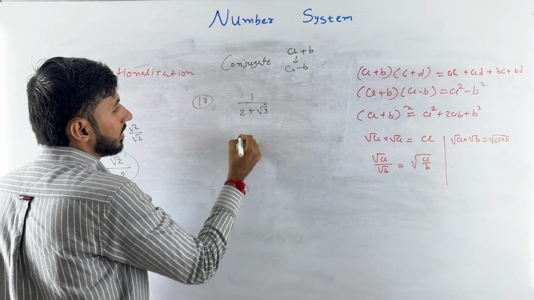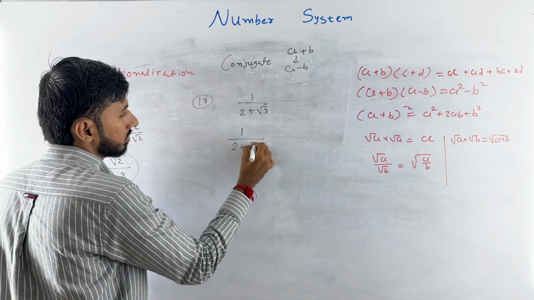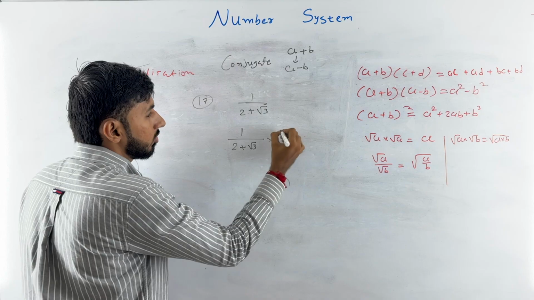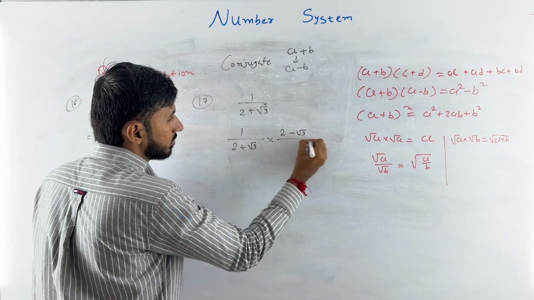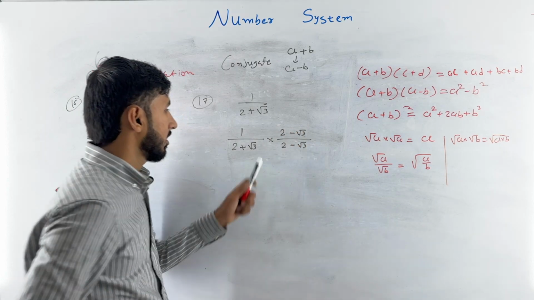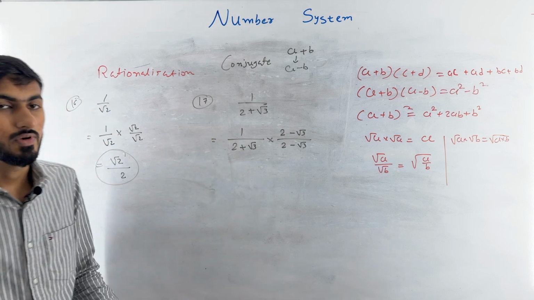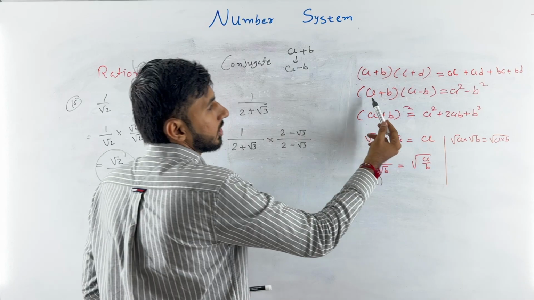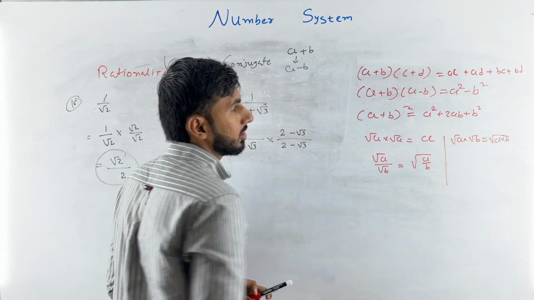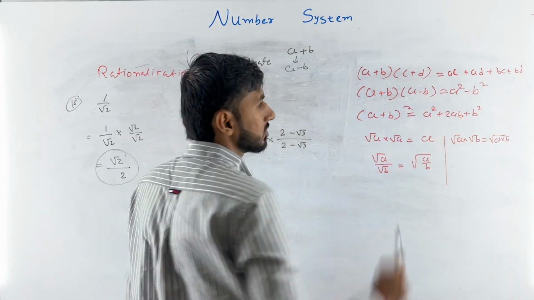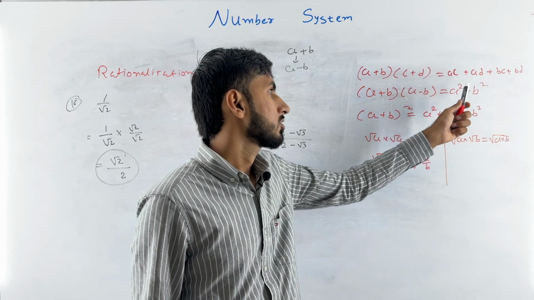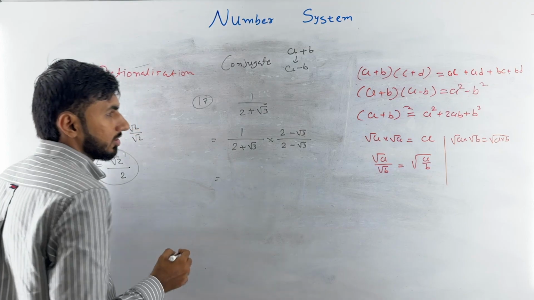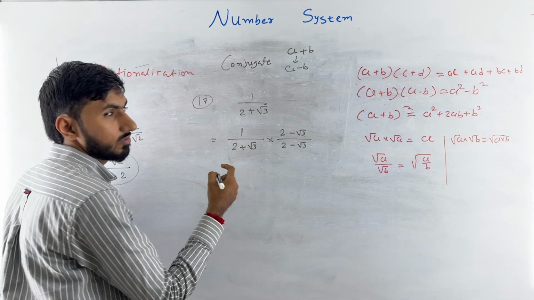So we will multiply and divide it by the conjugate of the number. And what is the conjugate? For 2 plus root 3, the conjugate is 2 minus root 3. We will multiply and divide this number by 2 minus root 3. Why are we doing this? Because if a plus b and a minus b are multiplied, the answer will be a square minus b square. Here we have squares, so we can remove the square root with the square, right? Let me tell you what the answer will be.